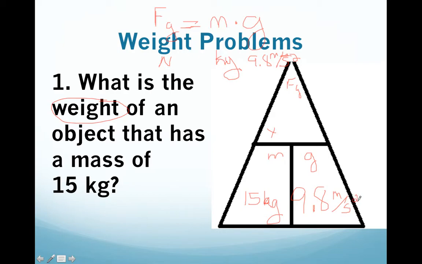Okay. Now, pulling out your calculator, if it's side by side, what do you do? You multiply. Now, let's look at our calculator. 15 times 9.8, and you get 147, and the unit for weight is the same as a force. It is a newton. That's why we combine the newtons, the force, and the weight problems together.